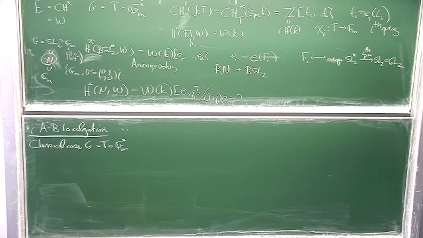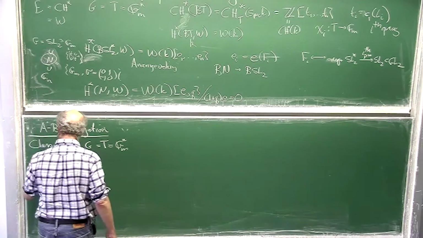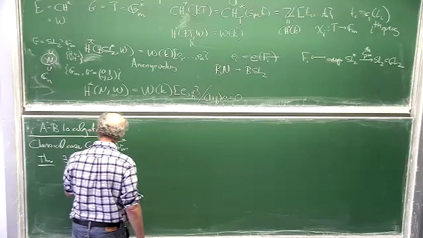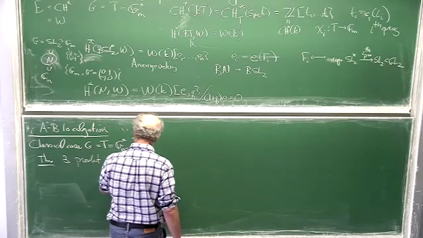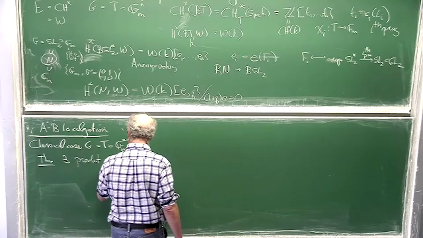So why would that be the case? Let me just quickly explain that. So the theorem is there exists a product, let's call it C, such that Li is non-zero.